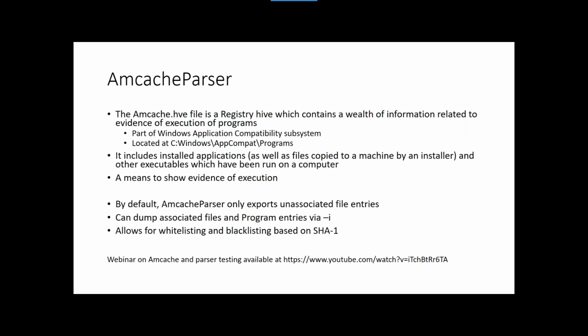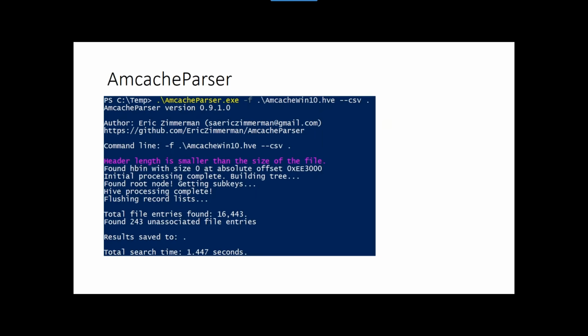As far as how we run that, very straightforward. You see the same arguments. We see our -f, path to the hive, and then --csv to the same directory. So it goes through, it processes our hive, and then down at the bottom you can see we found 16,000 plus entries, total files, and then out of that we're able to cull that down and say I only have 243 unassociated entries. So everything else came from an installer.